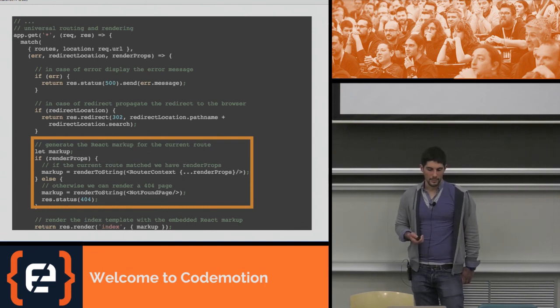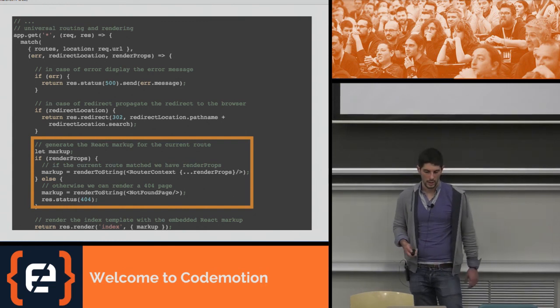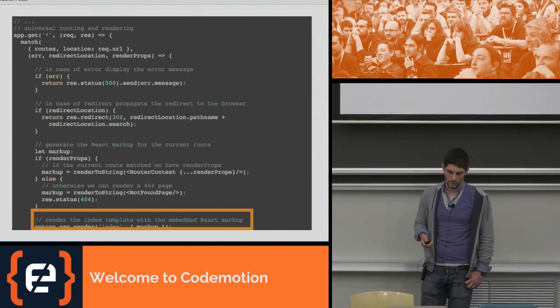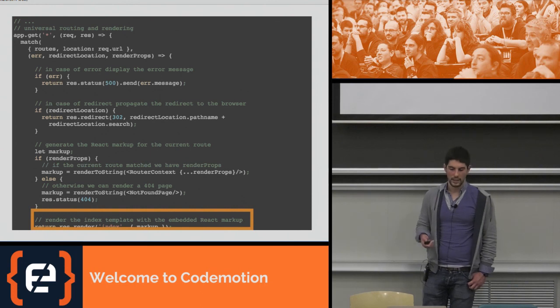Then the last case is where we actually match something with our routes, something that we can render right now. So if we have a component that we can render, we use the first part of the if. We have render props, and we can use the router context to render whatever component we have to render. Otherwise, it means that we didn't find any route, so we can render the not found page and use the proper 404 code that we couldn't use before in our front-end only application. And that's basically it. At the end, we just render the markup that we get from all this process inside our template.